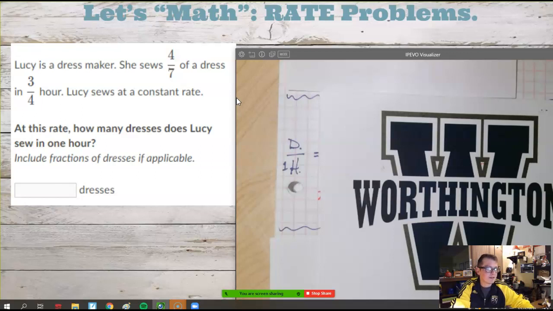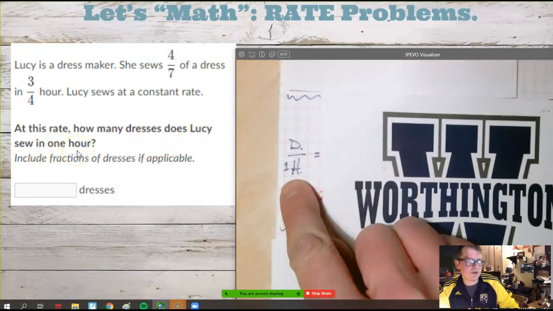So, Lucienne, it's going to make more sense when you go back and watch the video, but what we're talking about right now is how to create rates and unit rates, and a unit rate wants the value of one on the bottom. So this problem gives us two fractions. One is for an amount of a dress, and one is for an amount of an hour. And they tell us at this rate, how many dresses does Lucy sew in 1 hour?